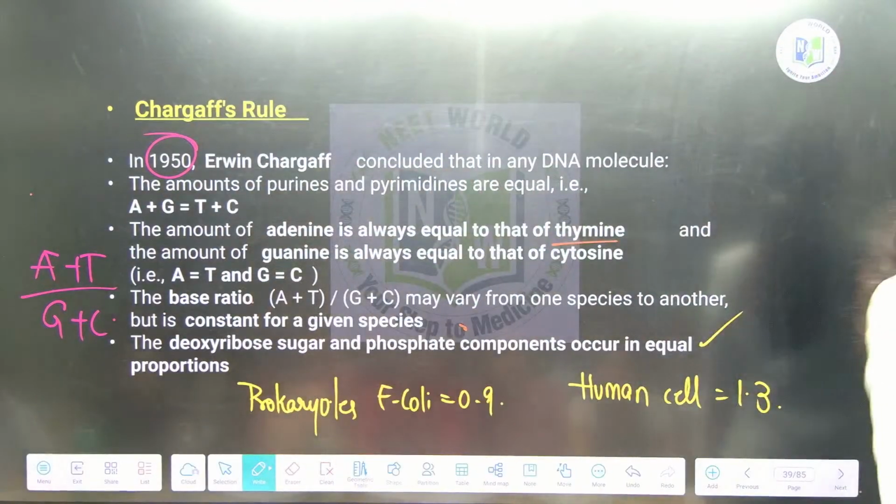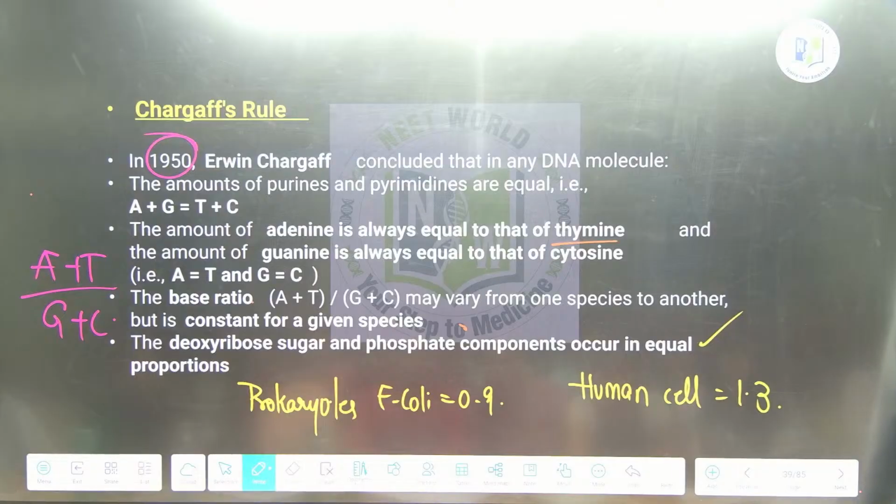Examples are not required, but you have to know about the comparison between prokaryote and eukaryote. Enough.